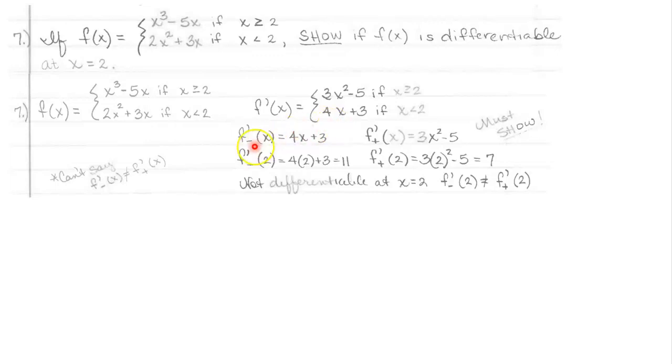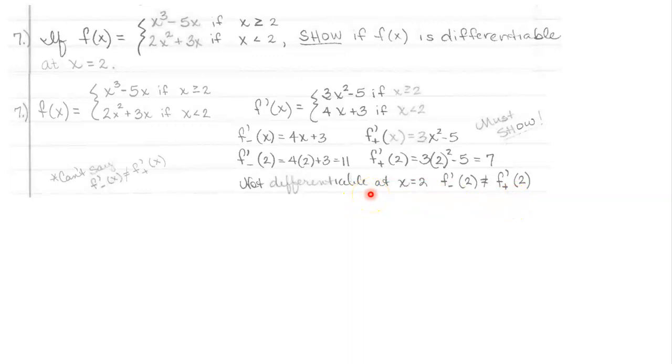To check that, I'm going to take the derivative from the left at 2 and compare it to the derivative from the right at 2. The derivative from the left is this one right here, and the derivative from the right is this one here. If I'm checking at 2, I plug 2 in, and I get 11. Whereas from the right, I plug 2 in and I get 7. So since the derivative from the left at 2 did not equal the derivative from the right at 2, it is not differentiable at 2.